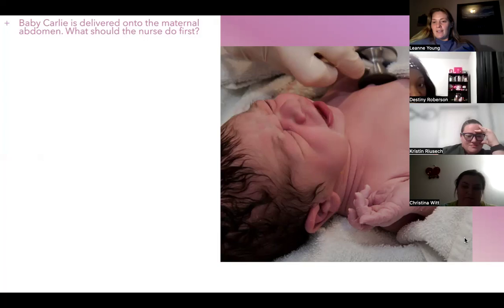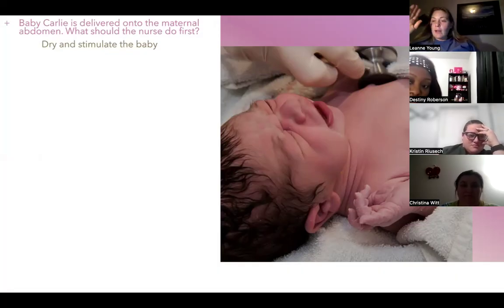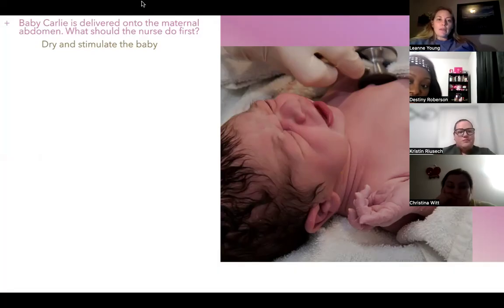We dry them off first. Yeah, we're drying him off. We're gonna put a blanket on him. We're gonna dry and stimulate that baby. Okay? So that's the first thing that we're doing. We're not gonna get vital signs. We're not gonna be worrying too much about that yet. We're not doing an APGAR score. We are drying and stimulating that baby, because our APGAR, like I said, is not going to start until that first minute.